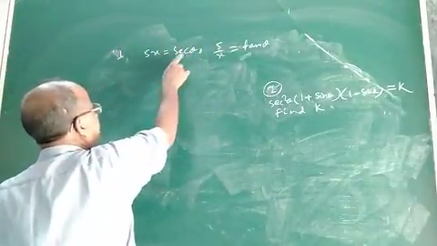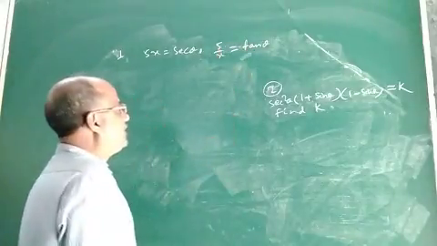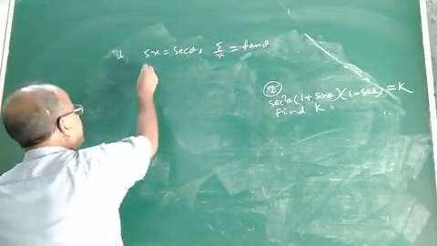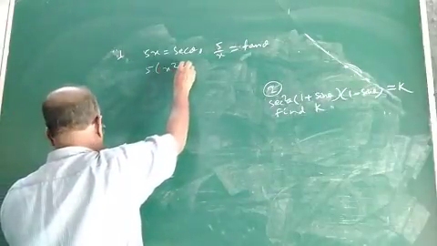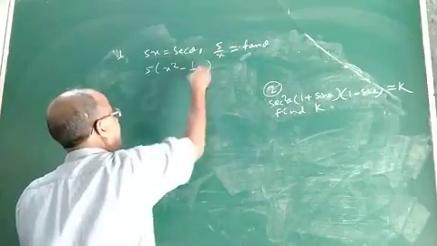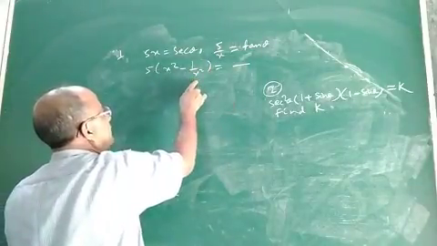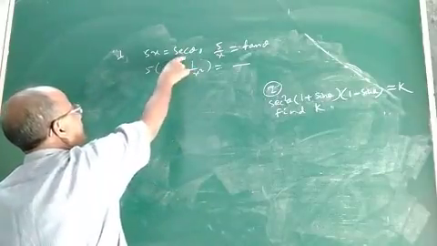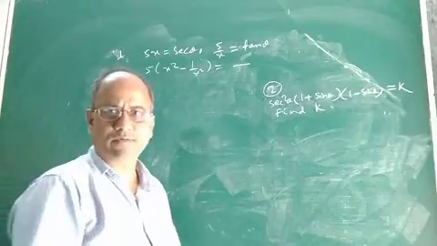Suppose you are given sec theta equal to 5x, tan theta equal to 5 by x. Then what will be the value of 5 into x square minus 1 by x square? Let us see how to find the value of 5 into x square minus 1 by x square if you are given sec theta equal to 5x and tan theta equal to 5 by x. How to find the value?